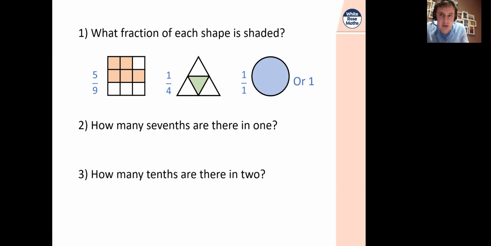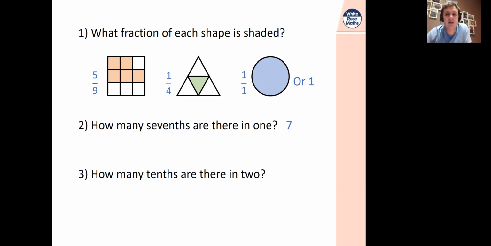On any fraction, Year 4, any fraction where the numerator is equal to the denominator, it is worth 1, because it's the whole thing. How many sevenths are there in one whole then? How many sevenths would there be? Straightforward. That's right, it's 7.